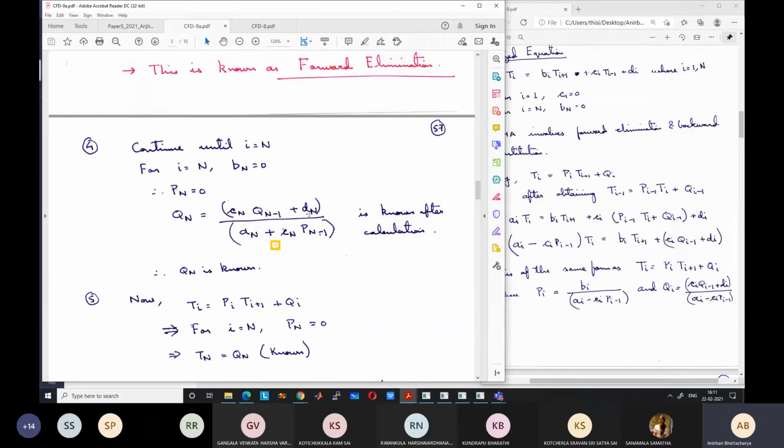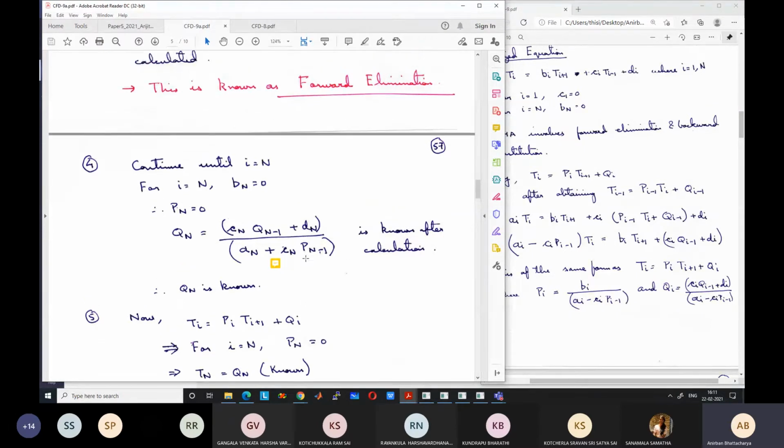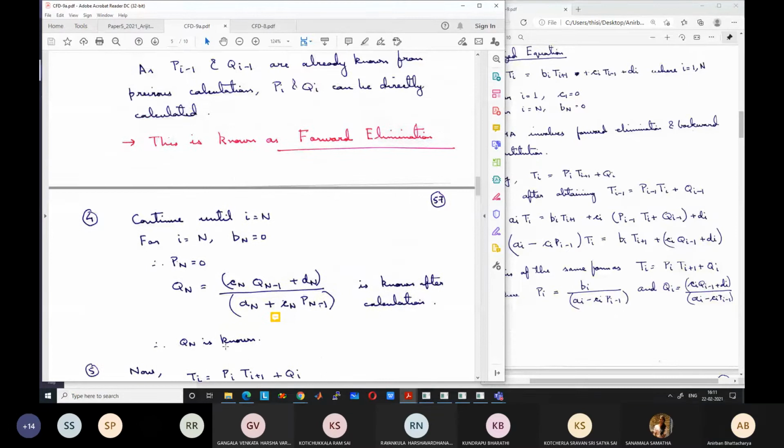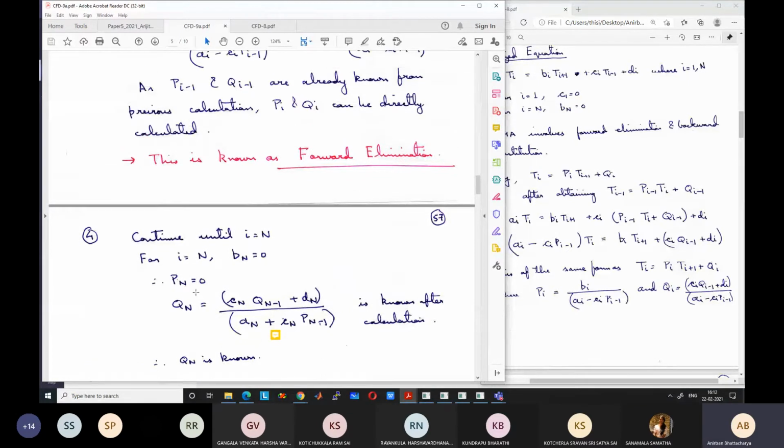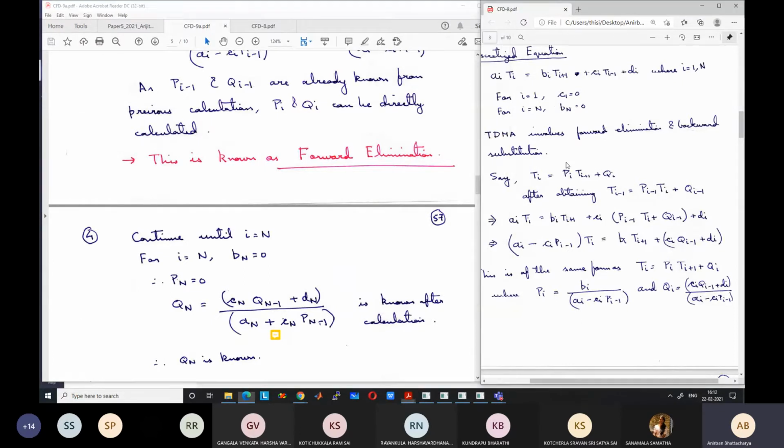Cn Qn minus 1 plus Dn divided by n minus Cn Pn minus 1. So Qn can be calculated because Qn minus 1 and Pn minus 1 are known from the previous calculation. Okay, so Qn is known. If Qn is known and Pn is equal to 0, now let us come back to this equation. Qn is known and Pn is equal to 0.